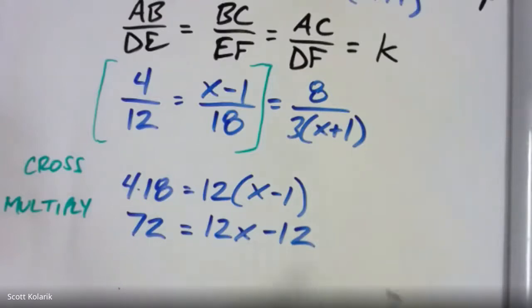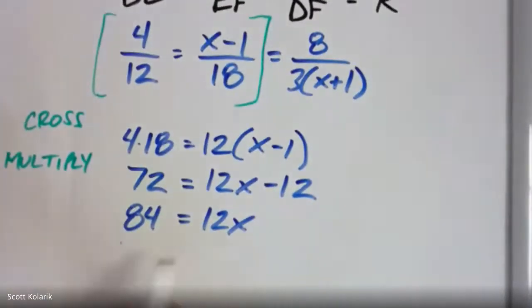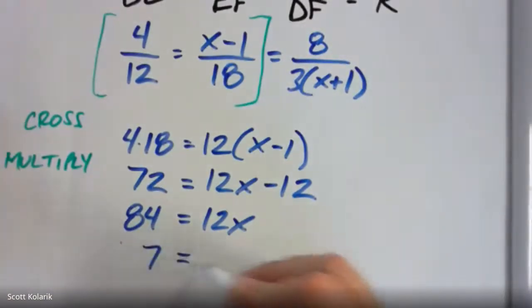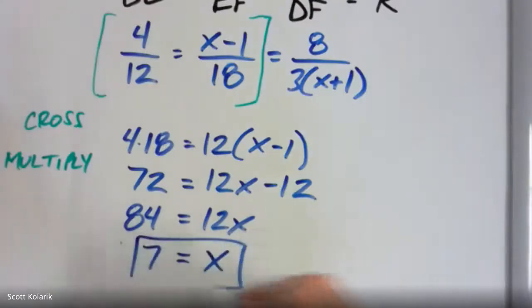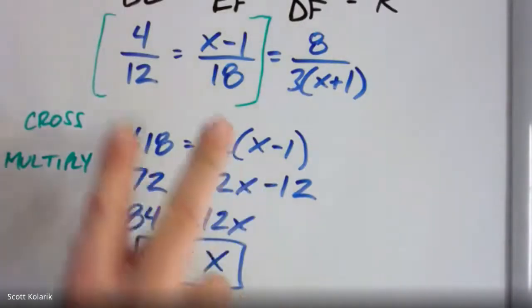Namely, I'm going to add this 12 to both sides, and I'll get 84 is equal to 12x. And then at that point, when I divide both sides by 12, I'm going to find out that x is in fact 7. Now, for the record, I could have, again, done any other combination of setting two of these equal to each other. This just happened to be the simplest of the two.